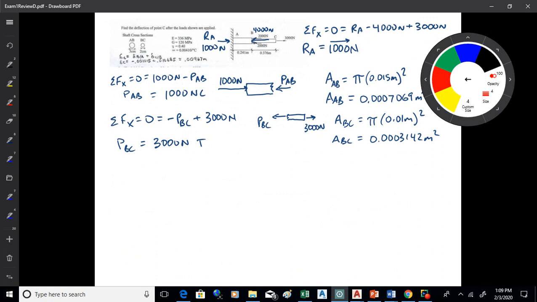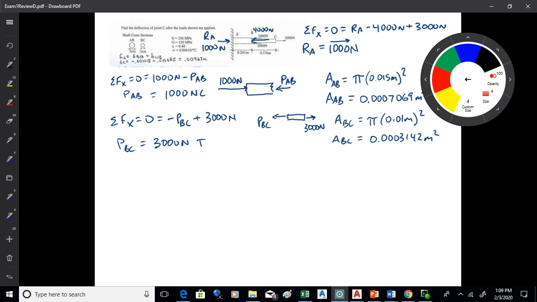So we've got 4,000 pushing to the left with that 2,000 and 2,000 and 5,000 pulling to the right, or I'm sorry, that's 3,000 to the right. And then we have the reaction at A, which would be 1,000 pushing to the right. So that's what the wall is doing at point A.